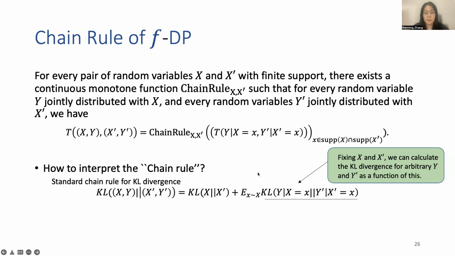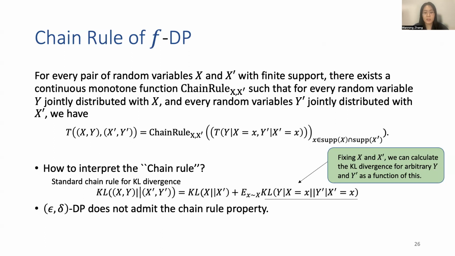So this is a very nice property because if we work with the epsilon delta DP definition directly, it does not have this chain rule property, because no pair of epsilon and delta can exactly capture the closeness of xy and x prime y prime, given a collection of these epsilon deltas that characterize the closeness of y and y prime given x. And working with this general FDP allows us to capture a complete characterization of the privacy.